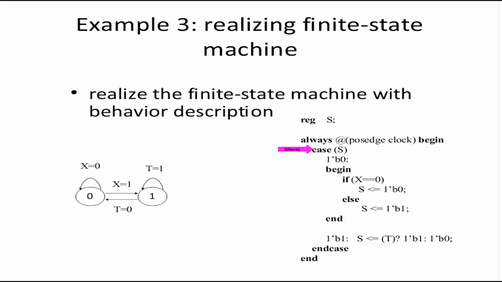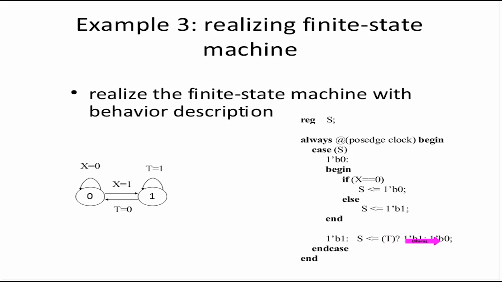Case S. Now when S is 0, the state register is 0. If X is 0, S gets 0. If X is 1, S gets 1. So when S is 1, depending on the value of T, if T is 1, S gets 1, and when T is 0, S gets 0. So this is how you write an FSM.